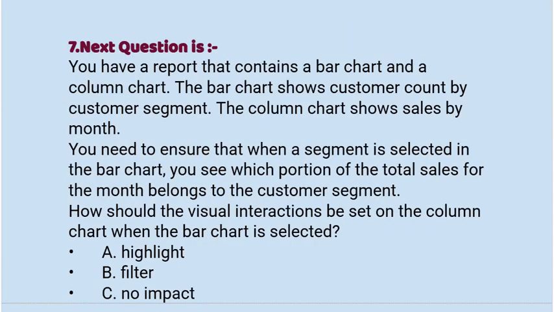Question is, you have a report that contains a bar chart and a column chart. The bar chart shows customer count by customer segment. The column chart shows sales by month. You need to ensure that when a segment is selected in the bar chart, you see which portion of the total sales for the month belongs to the customer segment. How should the visual interactions be set on the column chart when the bar chart is selected? Option A, highlight. Option B, filter. Option C, no impact.